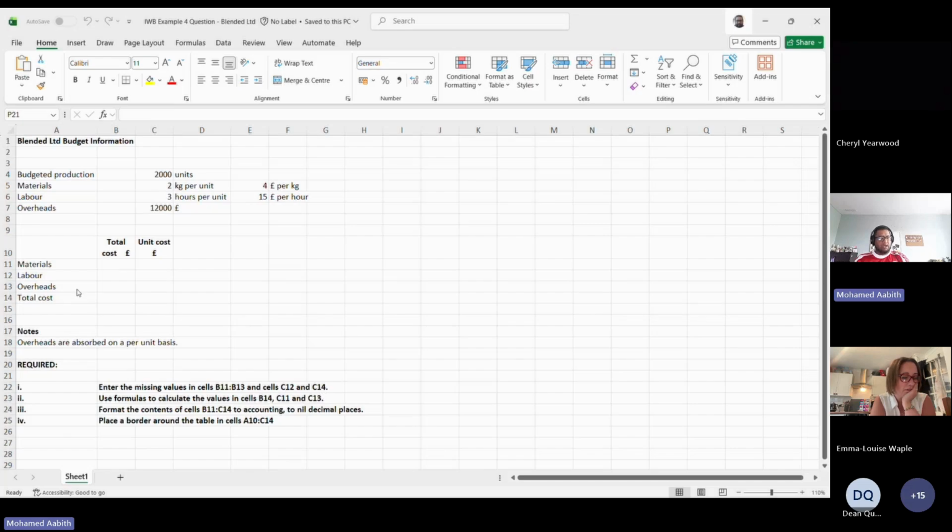So here, B11 to B13, what is that? Why is it not working?